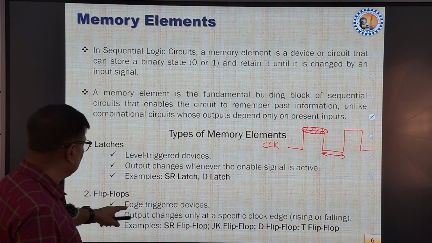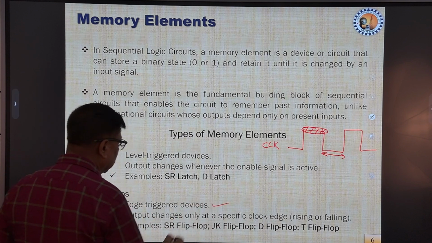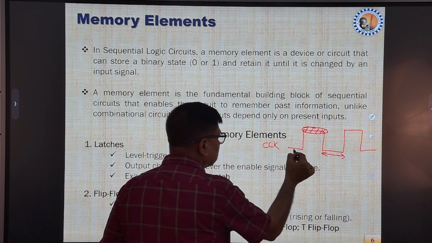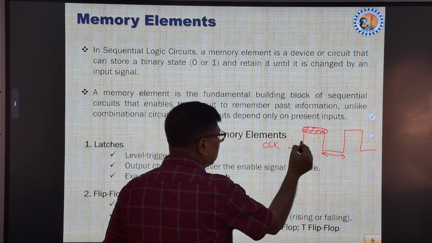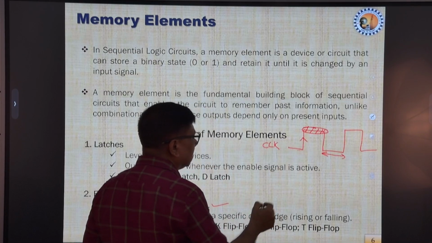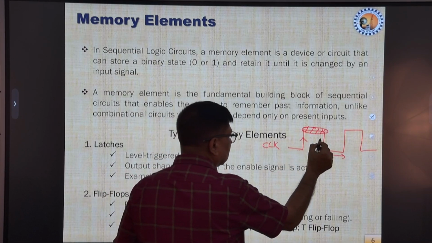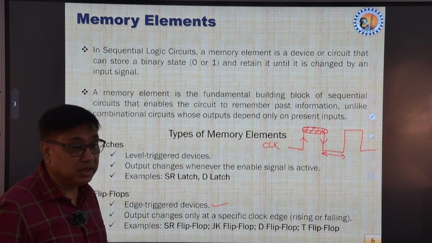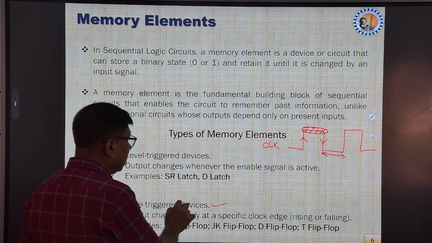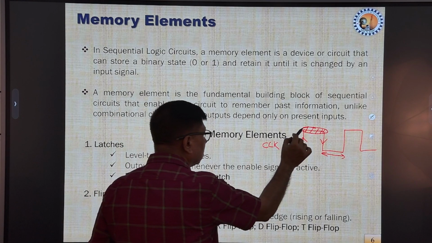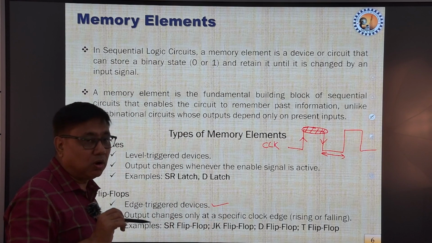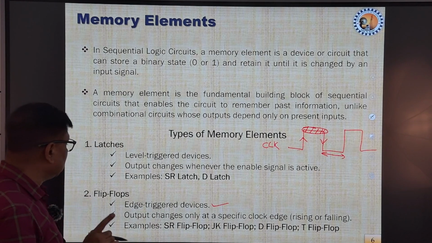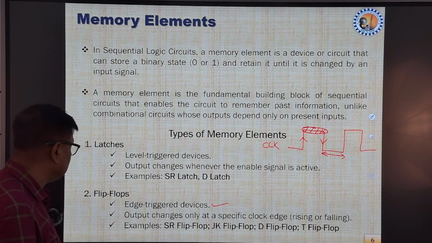But in case of a flip flop, as we can see, they are edge triggered. Edge triggered means there is a transition from 0 to 1. This is low to high or 0 to 1. So there is an edge. This is called positive edge triggering or rising edge, and this is called negative edge triggering or falling edge. So a flip flop usually responds to either the positive edge or the negative edge of the clock signal. That's why they are called edge triggered devices.